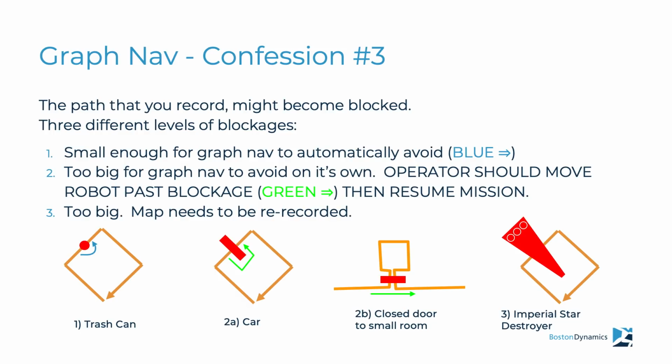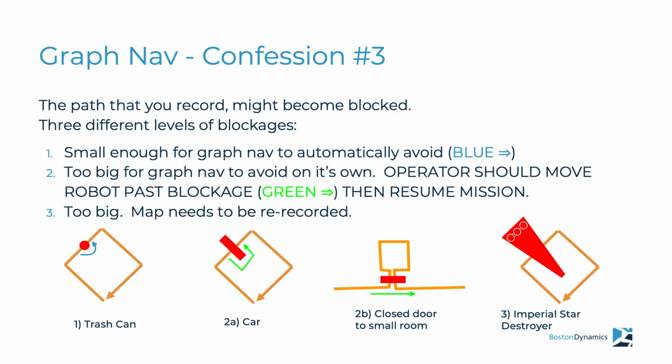First is a small blockage, something about the size of a trash can. In those cases, GraphNav will actually automatically route the robot around the blockage. The second set of cases is where there's a slightly bigger obstacle, something like a car or a forklift. In those cases, GraphNav is going to be really cautious.